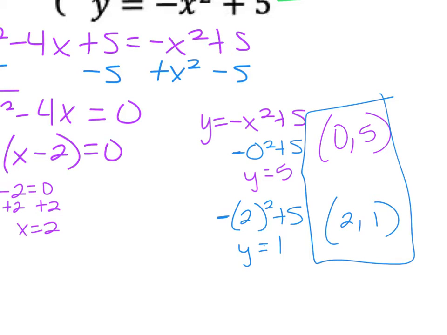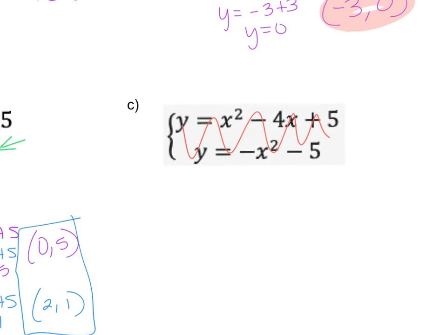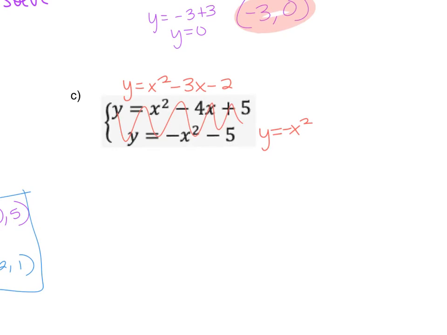All right, next one. Oops. Okay, so actually, this is the exact same problem. I'm sorry, I messed up. Let's change this. And we're going to make it y equals x squared minus 3x minus 2. And the second one is going to be y equals negative x squared plus 4x plus 2. So that's the second equation.